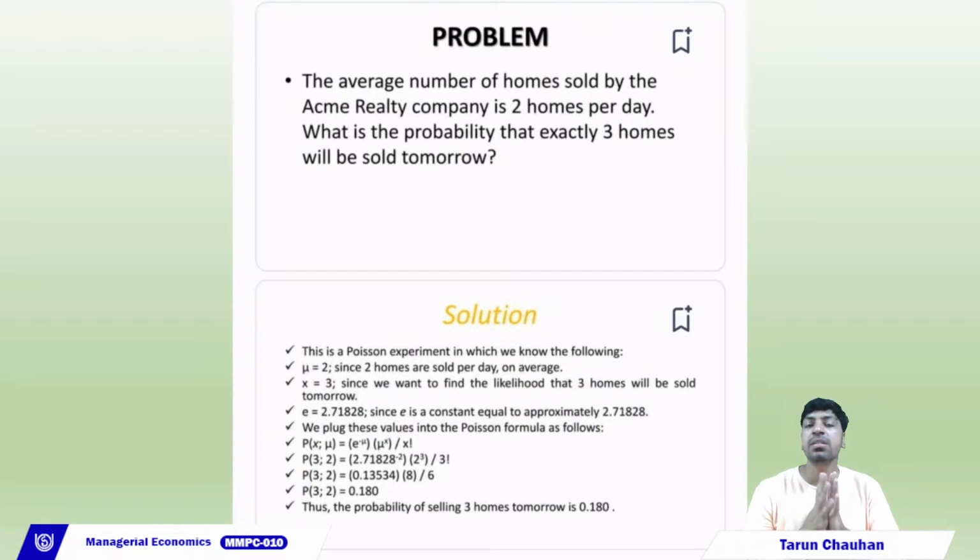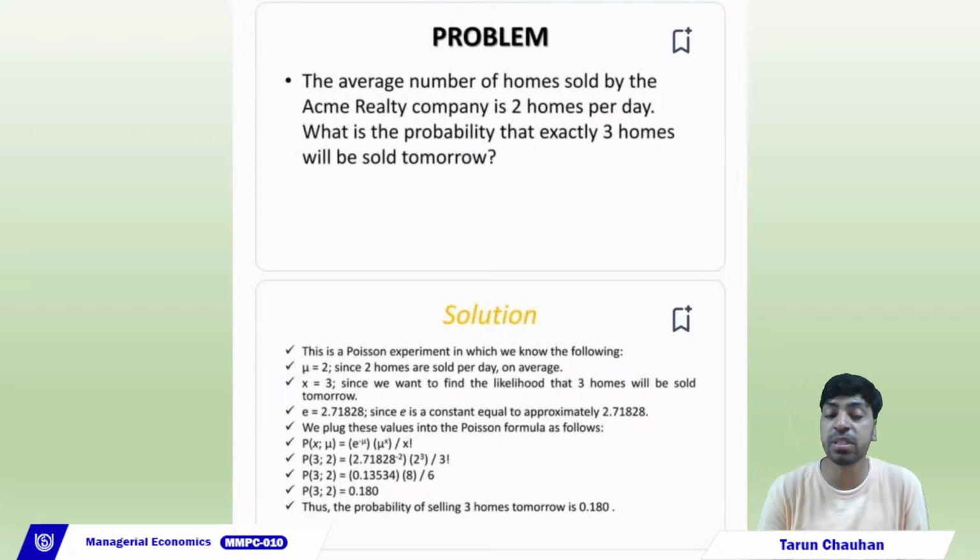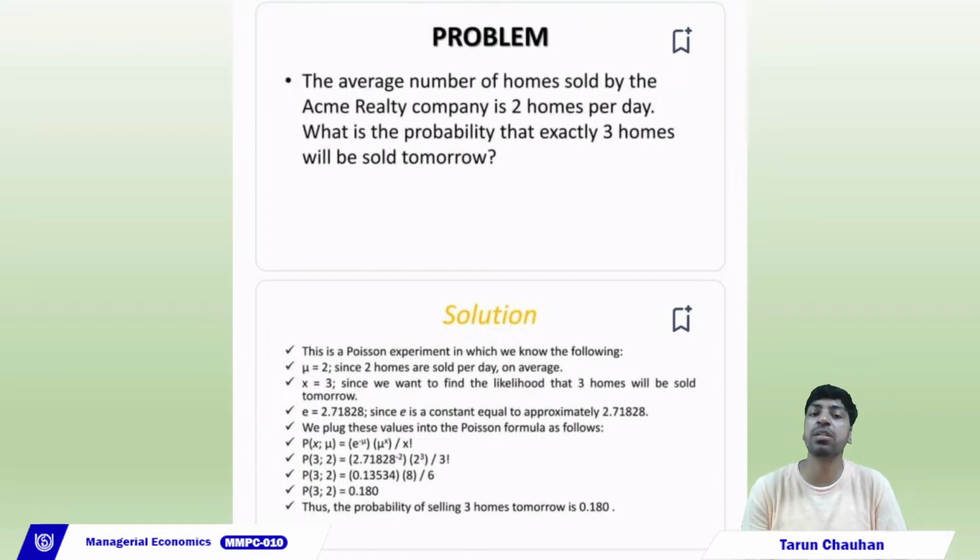So that's it for today regarding probability distributions, one of the most important concepts, the binomial and Poisson distributions. So just prepare well, and thank you so much, and namaste to all.